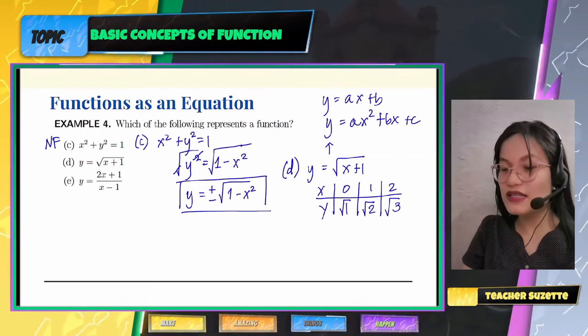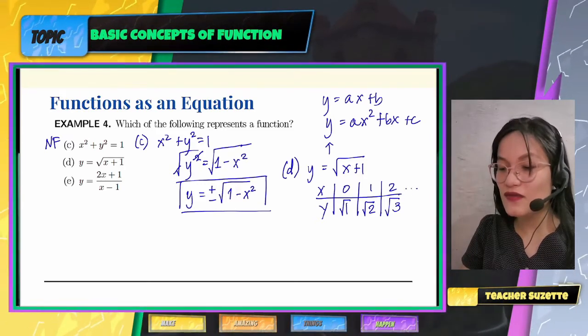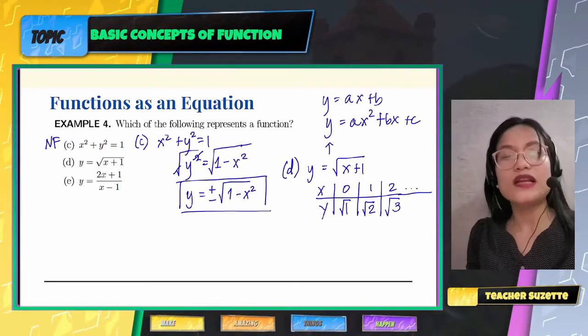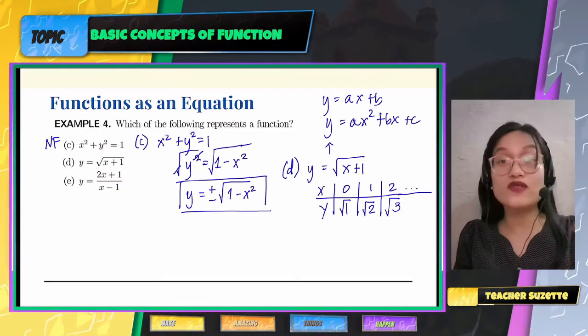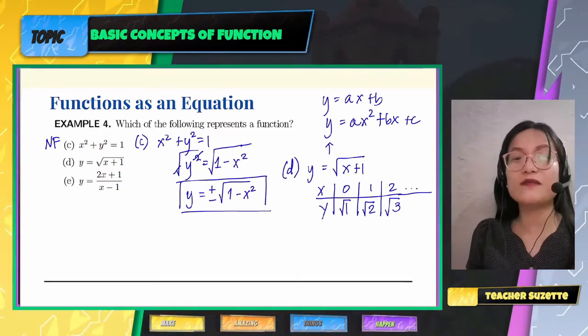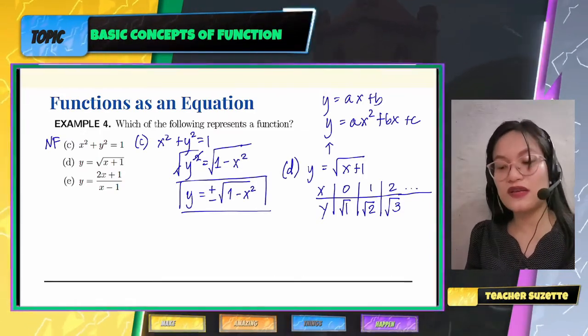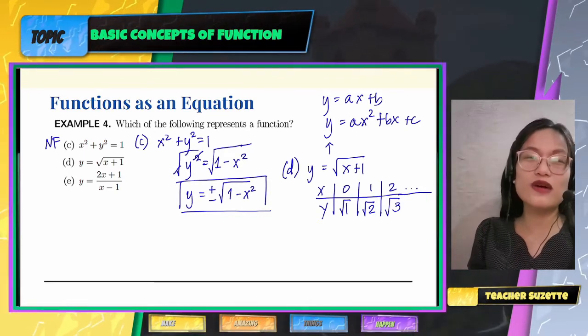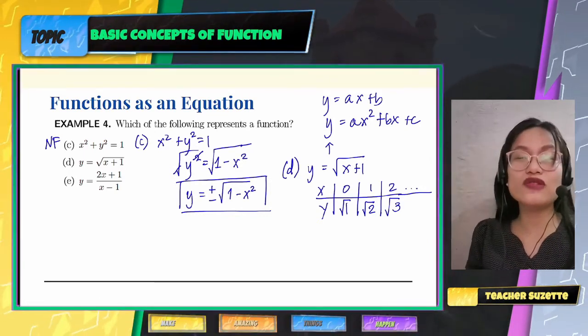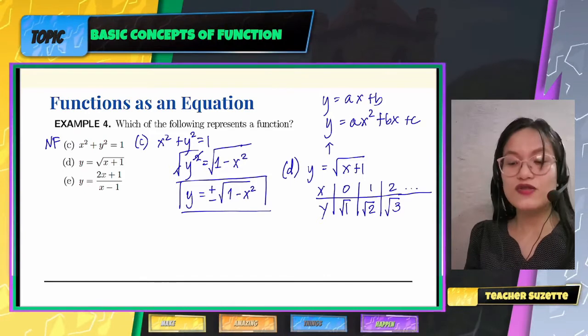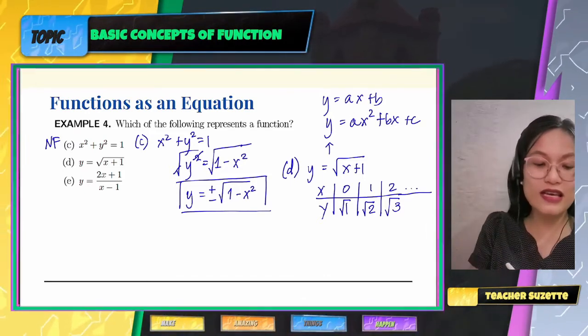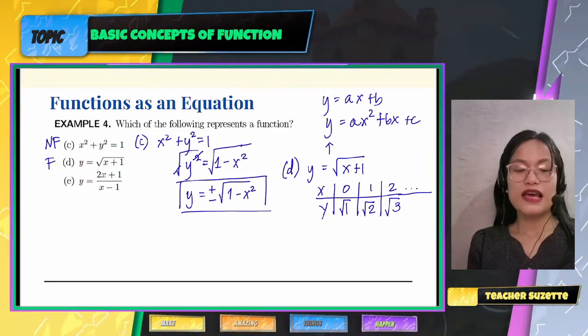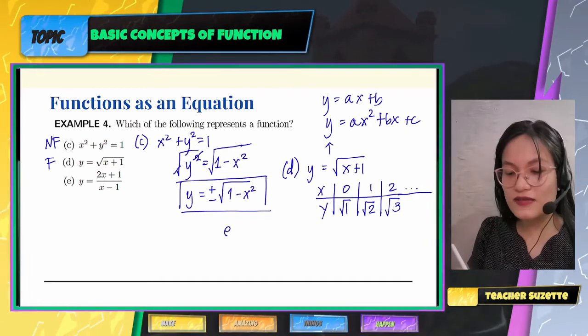And so on, as you go along, as you add other values of x, mapapansin mo na nagbabago naman din yung value ng iyong y. Walang nagre-repeat, walang magkaparehas, wala namang isang input na maraming output na mangyayari. So, therefore, you can say that letter D is a function. And ganun din po, same process for letter E.